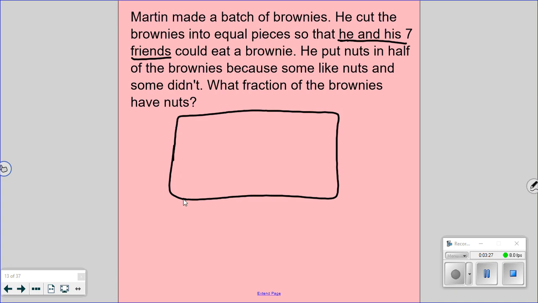Can we do it any way we want? As long as it is fair. Our brownie pieces need to be equal size, as equal as we can, because that's fair. It's not fair if one person gets a gigantic piece and someone else gets a tiny piece. Allison, you're halfway.